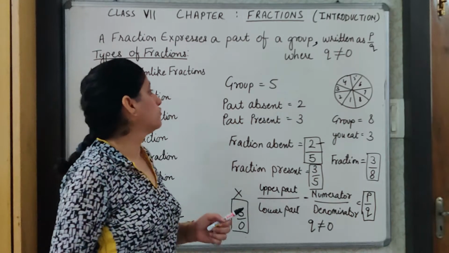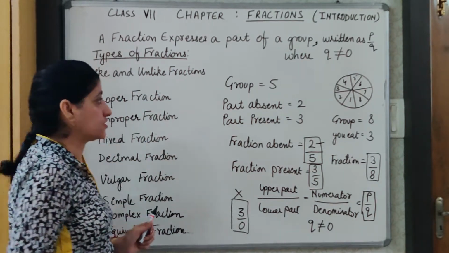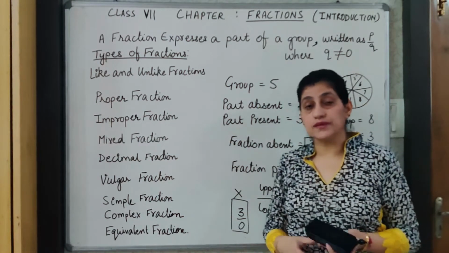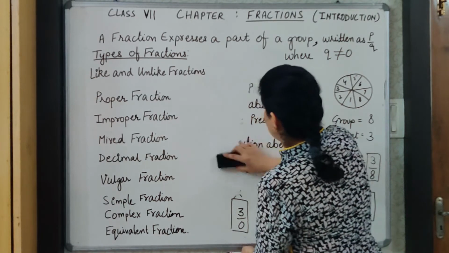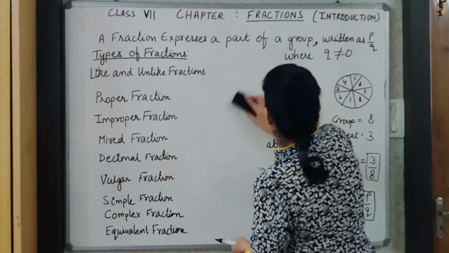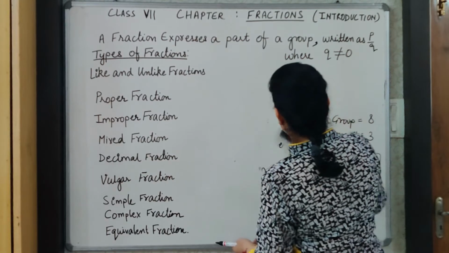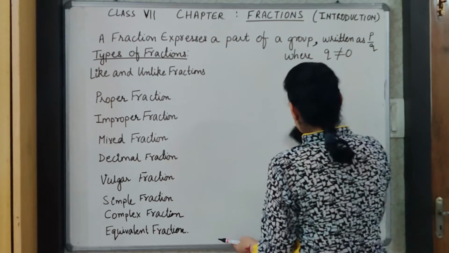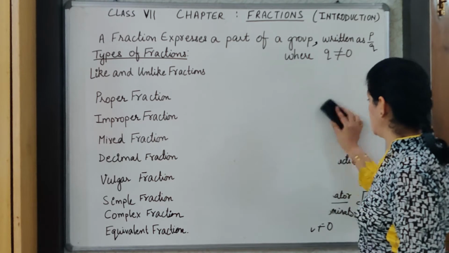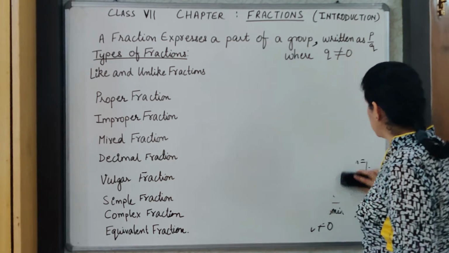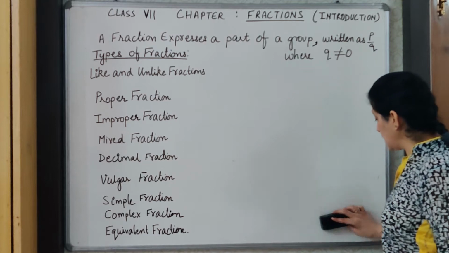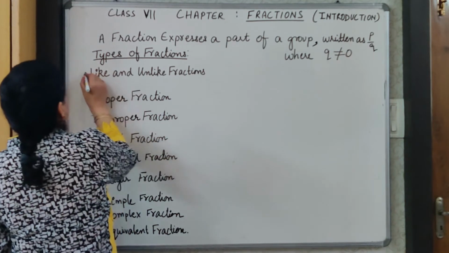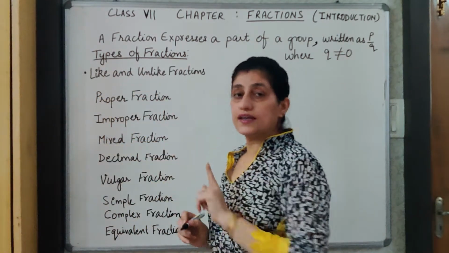So now we move on to the types of fractions. I have listed over here all the types of fractions and I will be explaining these to you one by one. So the first fraction you can see in my list I have written as like fractions and unlike fractions. We will express it in words first, meaning I will define it for you, and then through examples I will explain this to you also.